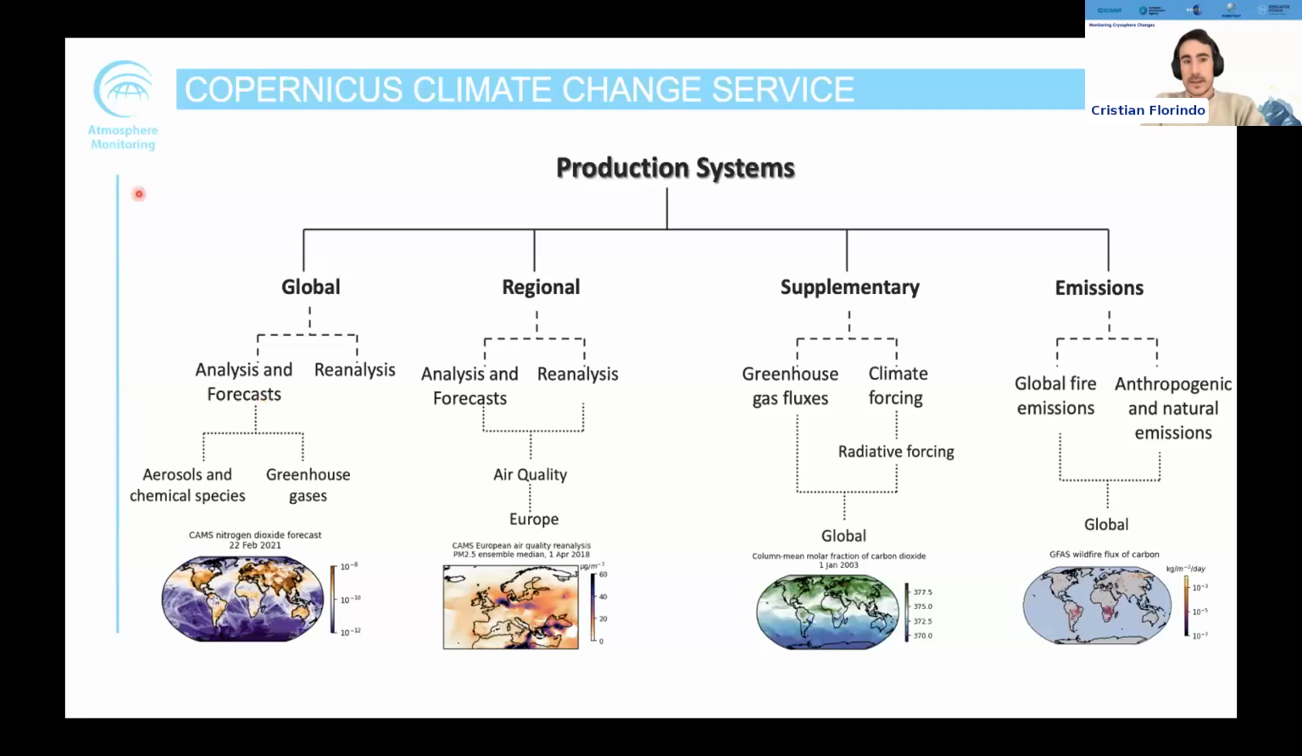Moving on to the atmosphere surface, it's a global picture of what they do, where they've got global analysis and forecast of weather and climate, and analysis of different gas composition, aerosols, chemical species, greenhouse gases, a lot of different variables of the composition of the atmosphere at different levels. There's also regional analysis and forecasts that are specific for Europe and are based more on the air quality of cities and so on. And there are also supplementary products and emission-related products, such as the greenhouse fluxes and the climate forcing and the different variables that are also used to force those models, and then some analysis on the emissions from different fires and anthropogenic sources.